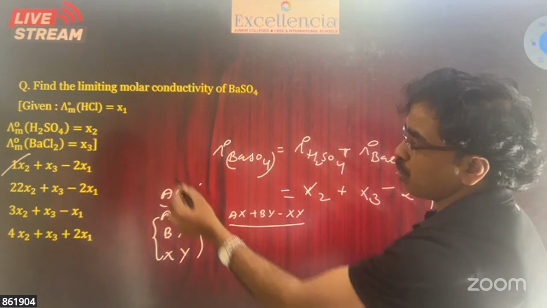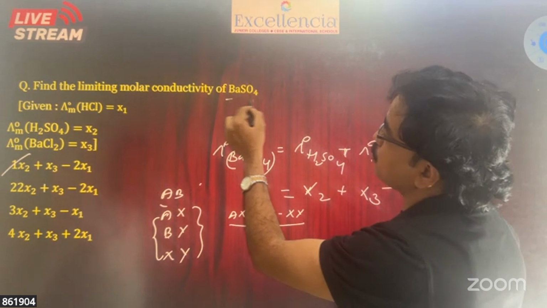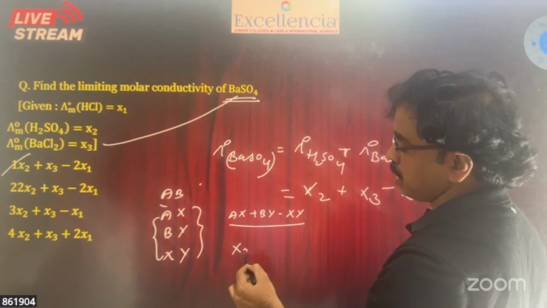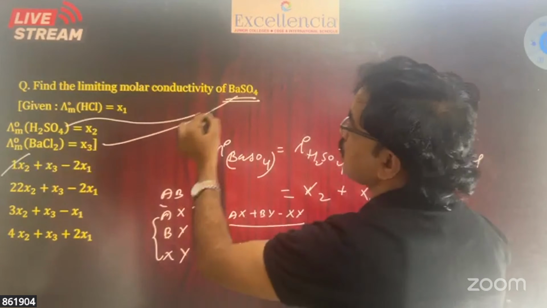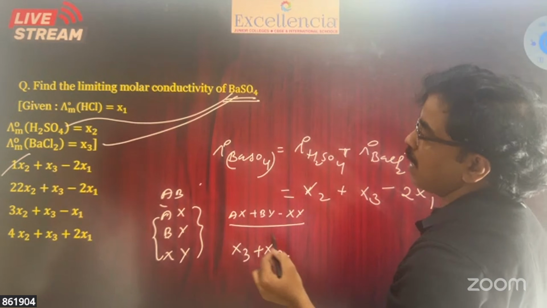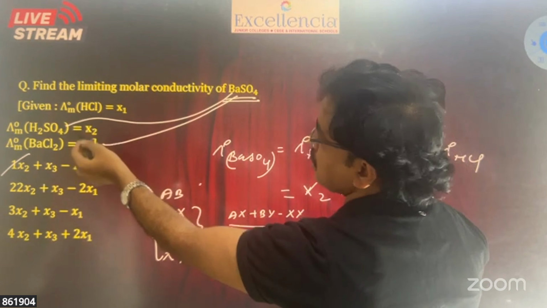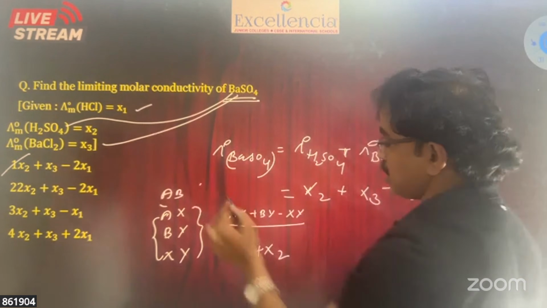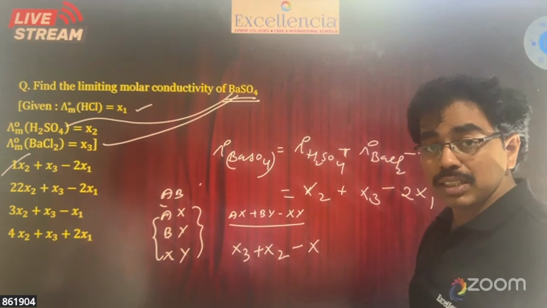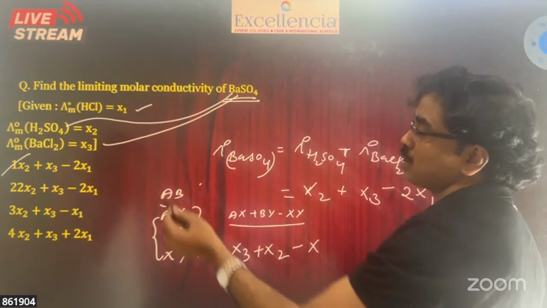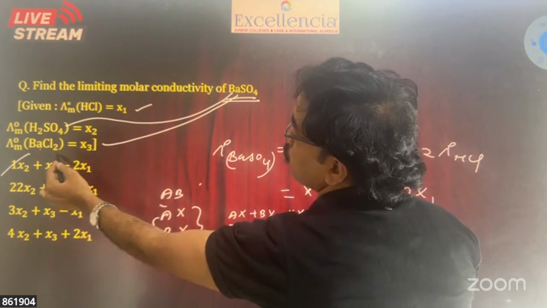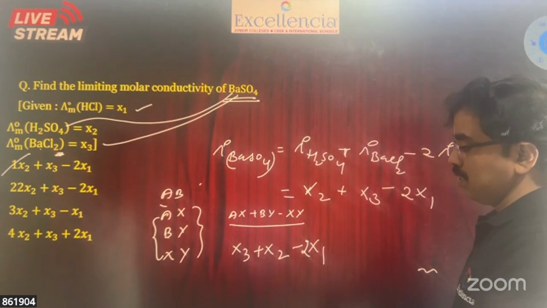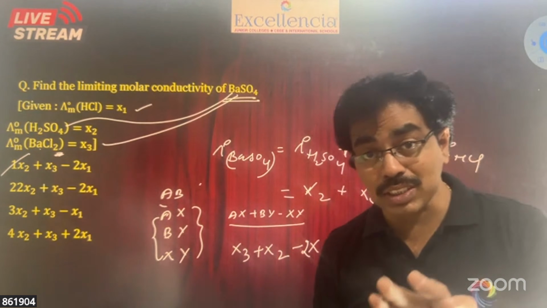Suppose here the question is BaSO4. Barium is present in BaCl2, that's why x3 must be added. Sulfate is present in this, that's why x2. HCl is not present in the target, H is not present and Cl is not present, that's why x1 must be subtracted. But they are asking molar conductance, so here barium 1 mole, 2 chlorines are there, so 2 chlorines are required. That's it. Generally this type of question is also asked.